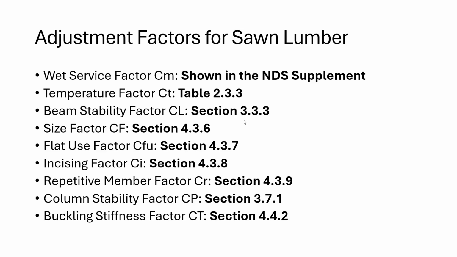The buckling stiffness factor is in the special design considerations. Section 4.4 is special design considerations. 4.4.2 is wood trusses, so if you're designing wood trusses, you're going to be using this. However, for a one-off beam or a wall or anything that's not a truss, you don't have to take this into account. So those are all the adjustment factors, regardless of design methodology.